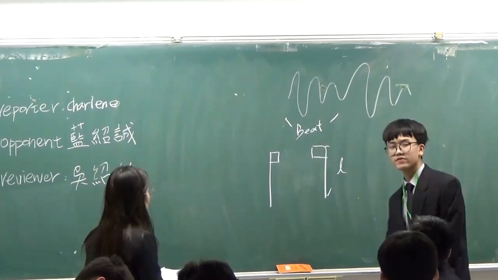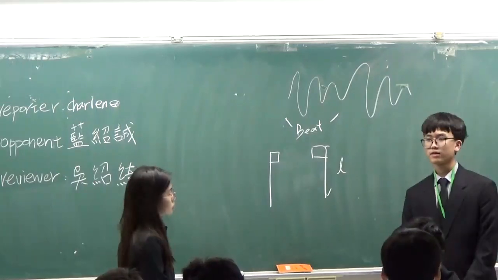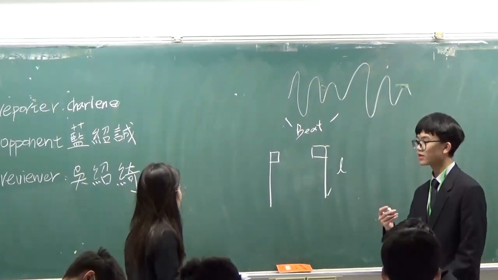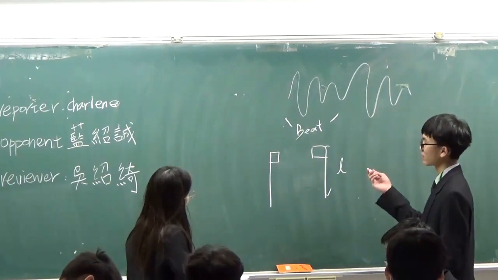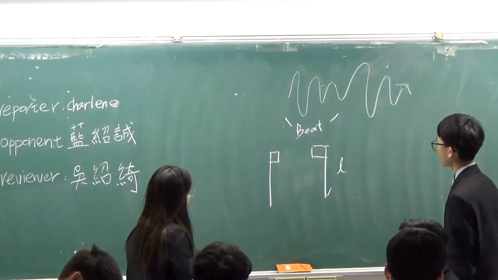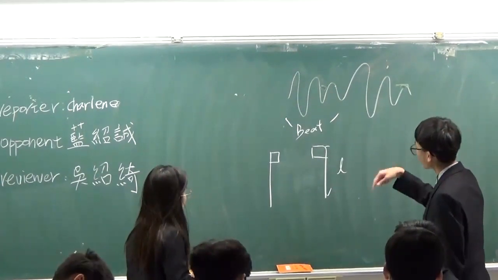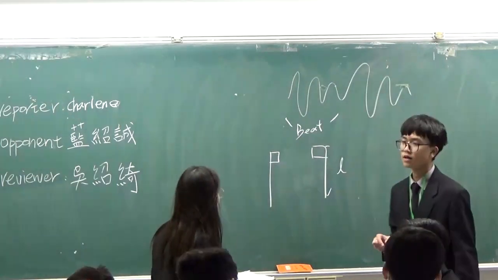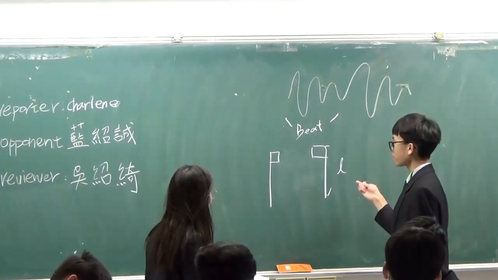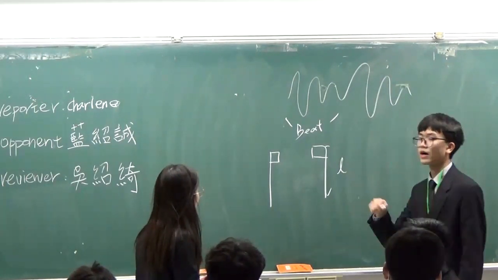So the opponent believes that there are many experiments done in the reporter's report, but they lack a simple qualitative explanation about the motion of the spring. And the opponent also believes that when the length of this leaf gets longer, the distance between these beats will become longer as well, because it will take more time to complete a vibration. Okay.